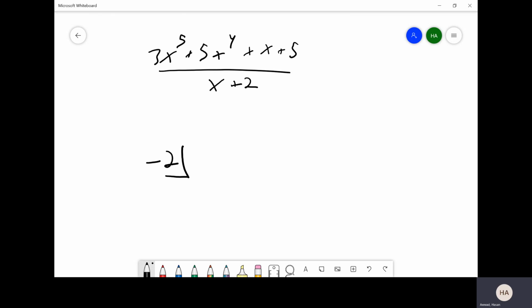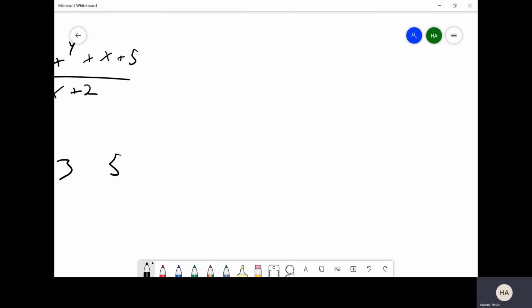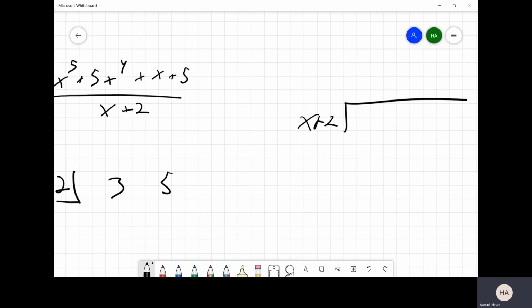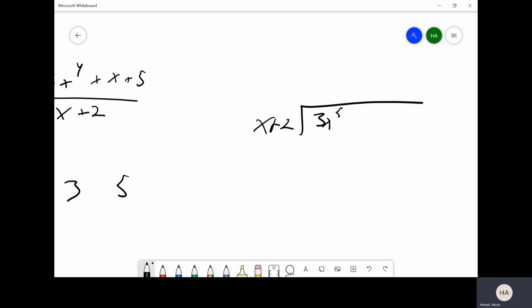Granted, they're already in descending order, so you don't need to do any moving around. But if they weren't in descending order, you would have to put them in descending order. So we write, okay, we have a 3, we have a 5, and now you stop and say, wait a second, what did we do for long division? When we were writing this in long division, with the x plus 2 over here, and we had 3x to the fifth and plus 5x to the fourth, what we had to do was put placeholders, right? We had to put a placeholder for the 0x cubed and the 0x squared.